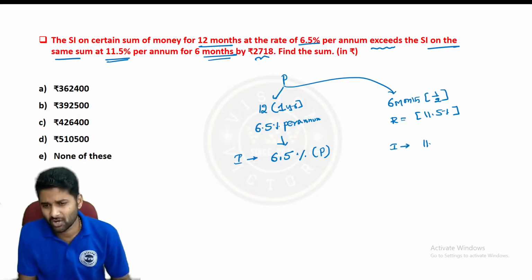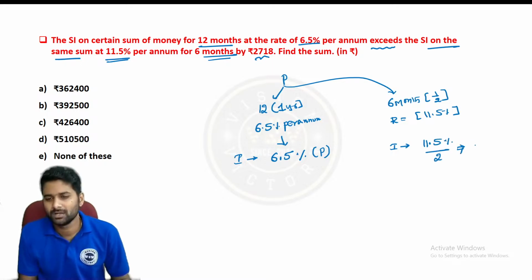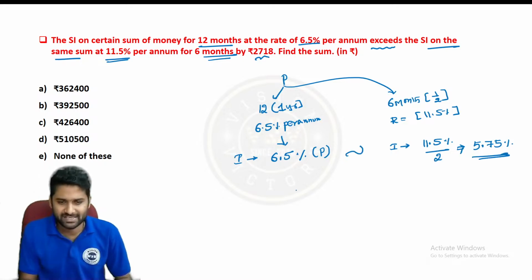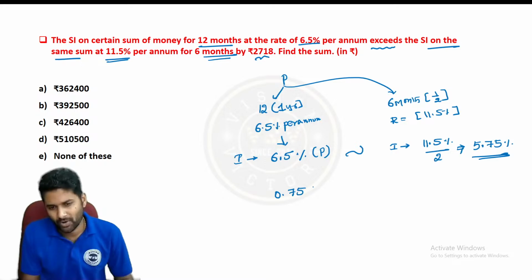So just take half of this value, 11.5% divided by 2. So 2 fives are 10, 15, 2 sevens, 2 fives. The value is 5.75 percent. The difference you can see is exactly equal to 0.25 percent plus 0.5 percent. So the total value is 0.75 percent of principal. That value is exactly equal to 2718. Now the question here: what is the principal?